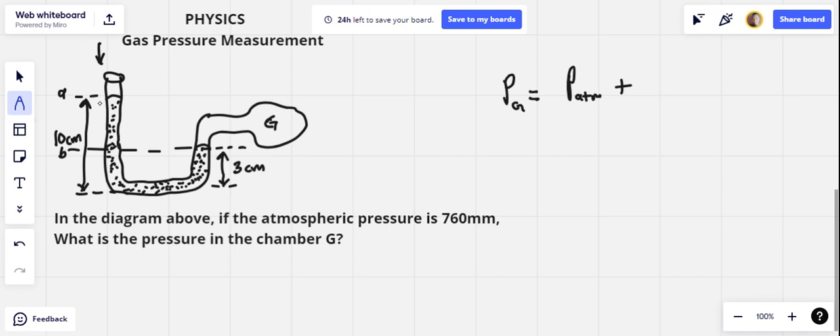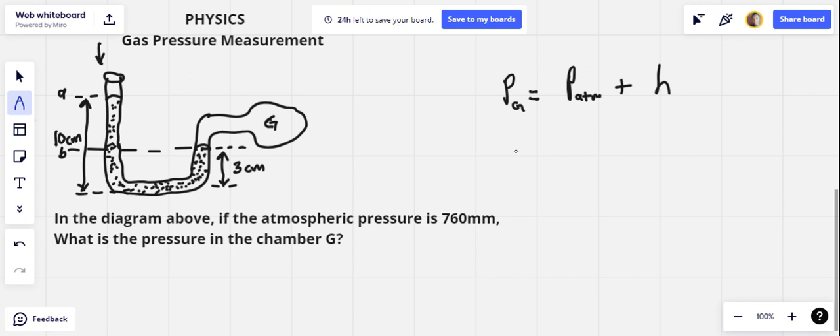This liquid here from A to B has its own pressure that it exerts on the remaining body of the liquid. Since this gas is able to push this liquid to this height, it means the gas pressure is the sum of the pressure height here and the atmospheric pressure. So P atmospheric plus the pressure height. That's how we are going to calculate that.